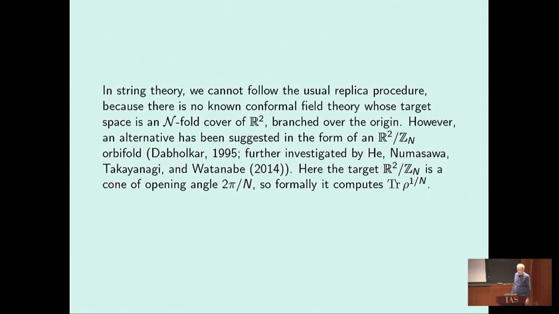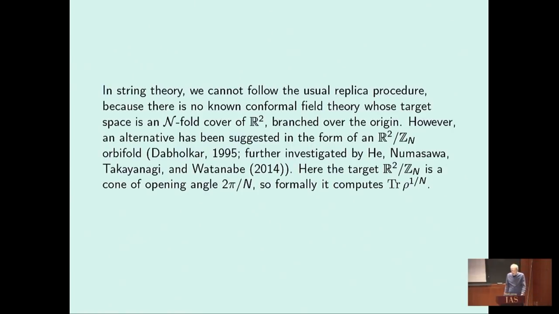Well, in string theory, we can't follow the usual replica procedure because there's no known conformal field theory, and moreover, there probably isn't one, whose target space is an n-fold cover of R2 branched over the origin. However, an alternative has been suggested in the form of an orbifold, R2 over Zn.